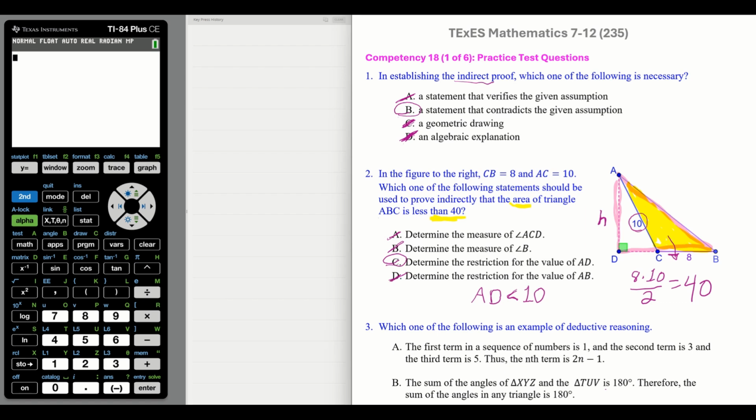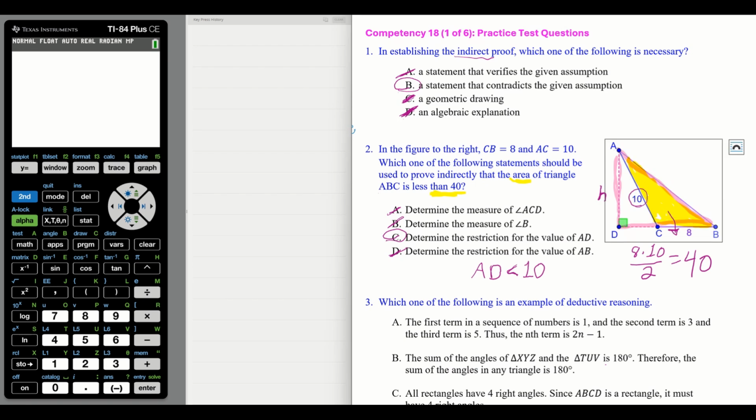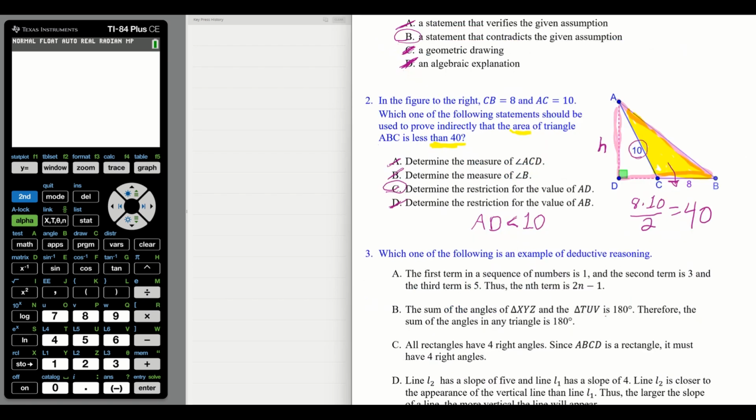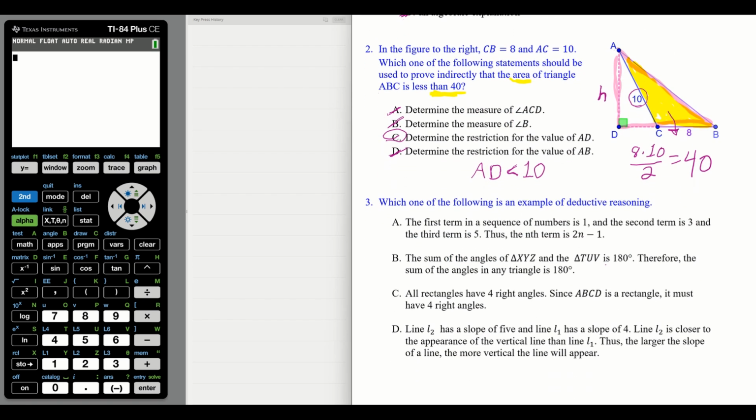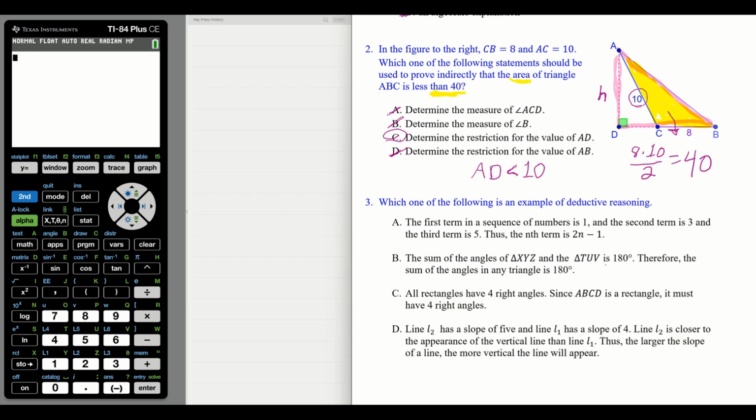And you probably, if you took Euclidean geometry, were taught that, and I'm sure you had to crank out one of those proofs, and you didn't know how to do it at first. I didn't, that's for sure. Okay, let's look at number 3. Which one of the following is an example of deductive reasoning?